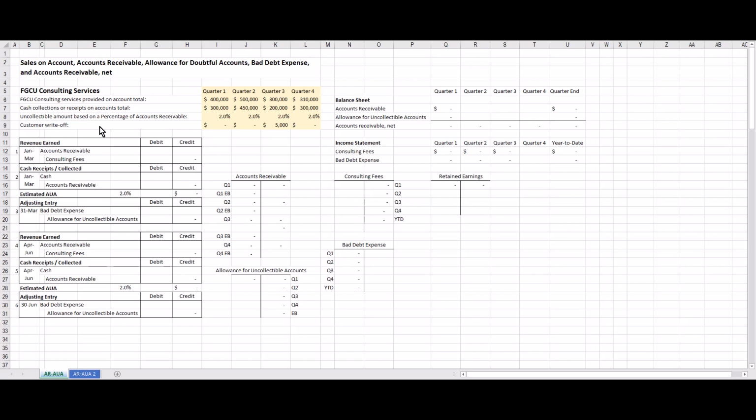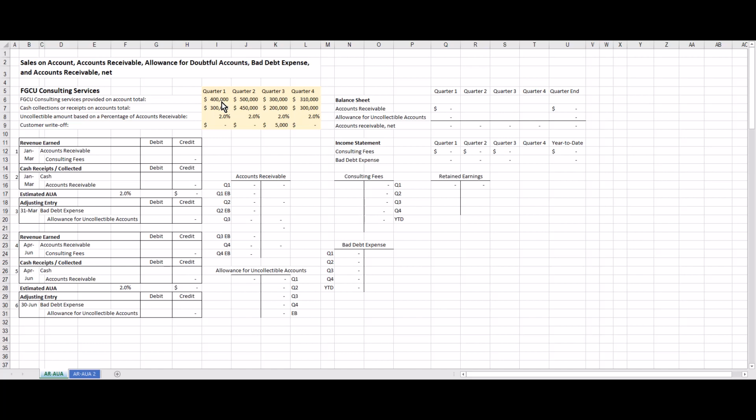For the months of January, February, and March, we reported revenue of $400,000. During those months, we collected $300,000 from our customers. Because the revenue recognition principle states that we record revenue when services have been provided and earned, and not when cash is received, the revenue for the first quarter is $400,000.